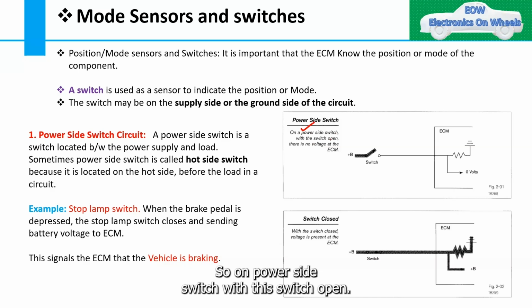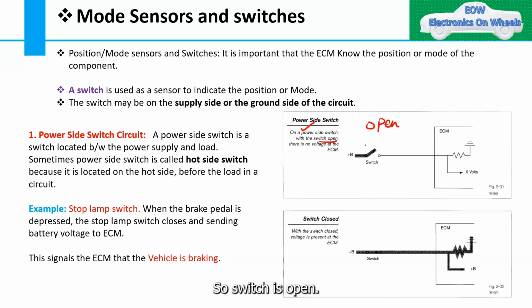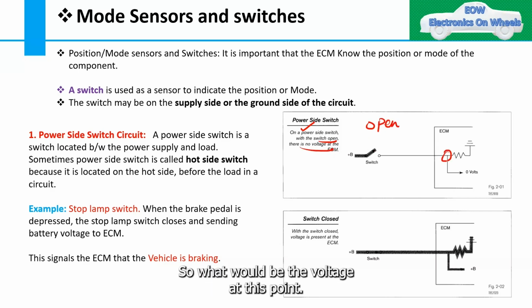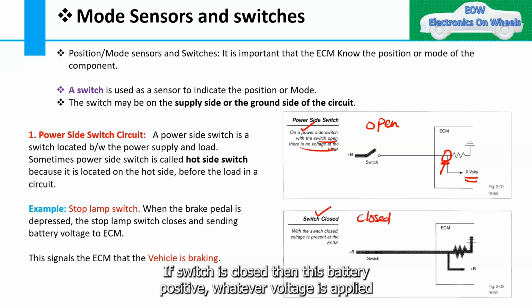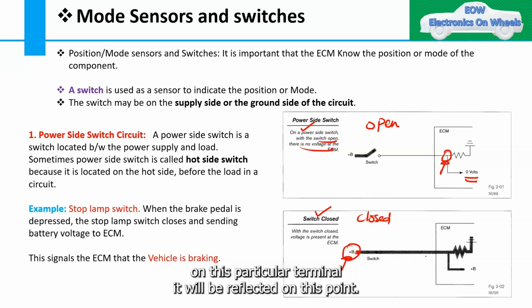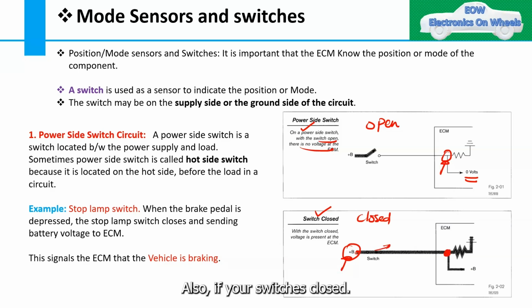On a power side switch, there might be two conditions. First is the switch open. If the switch is open, then there is no voltage at the ECM. So what would be the voltage at this point? If you measure this voltage, that would be 0 volt. The second condition is when the switch is closed. If the switch is closed, then the battery positive, whatever voltage is applied on this particular terminal, will be reflected on this point also.